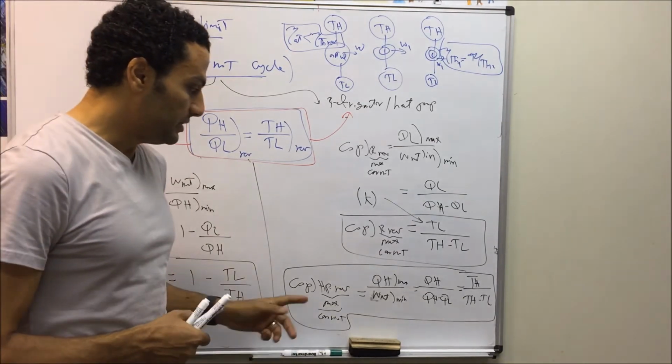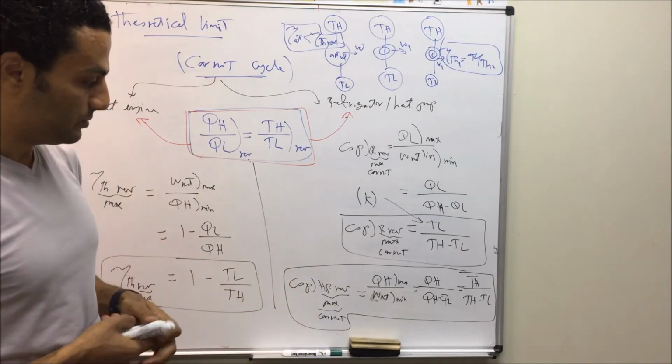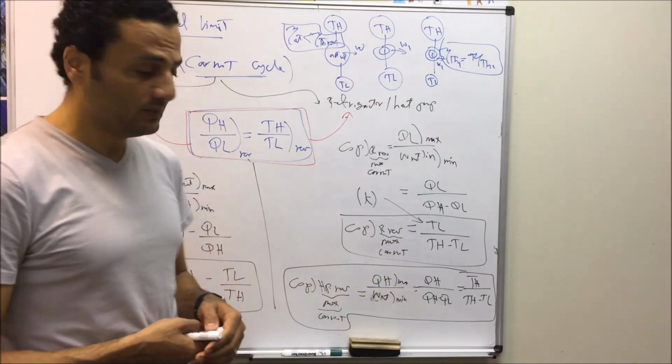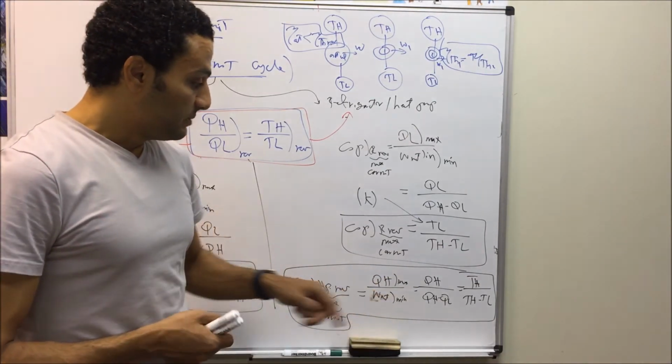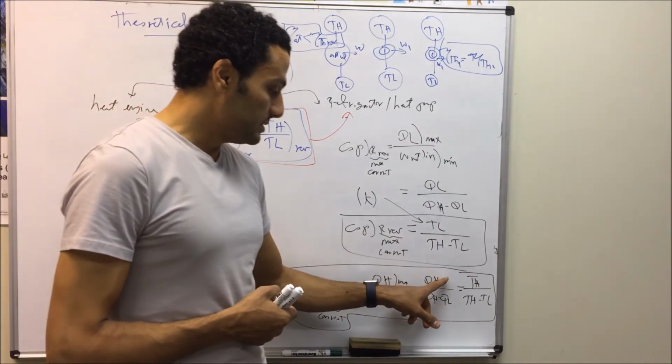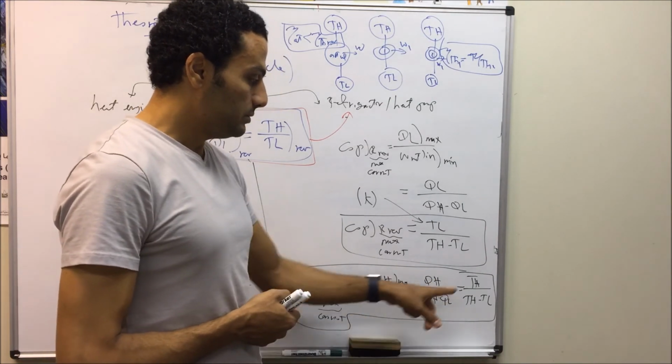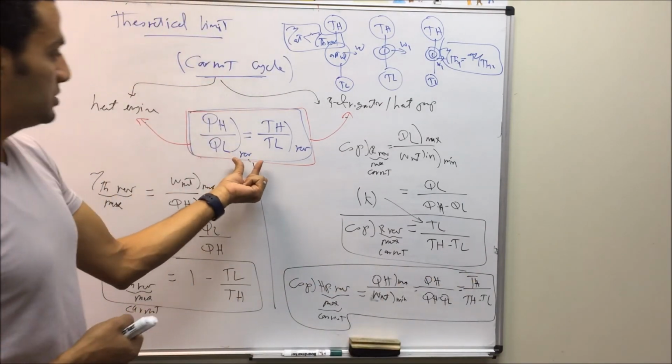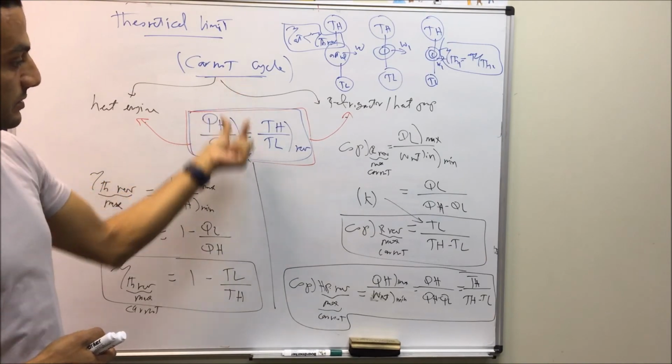So when we have a heat pump, the maximum coefficient of performance will equal Q high maximum divided by minimum work input to the system, which is the same as Q high over Q high minus Q low, and then we can replace it with the temperature by this condition for a reversible Carnot cycle.